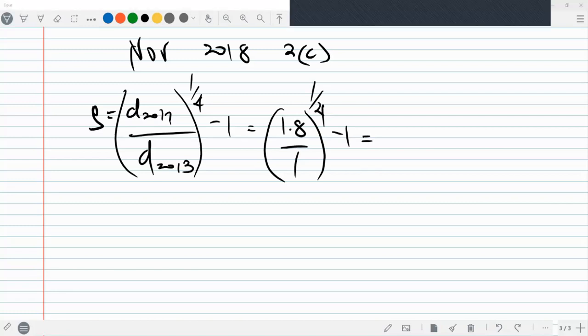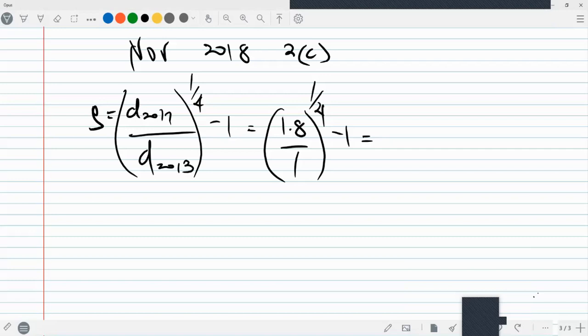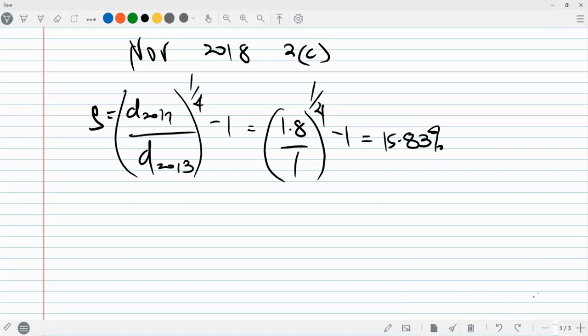What's the growth? $0.158. So in percent, it's 15.83%, the annual growth in the dividend from 2013 to 2017. Someone confirm that value? Yes, it's correct. Great. Okay.